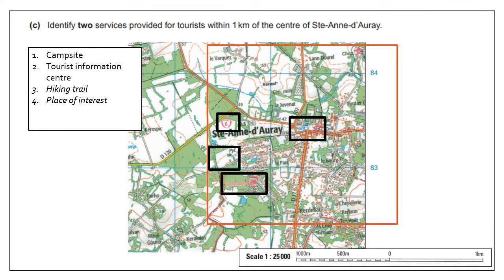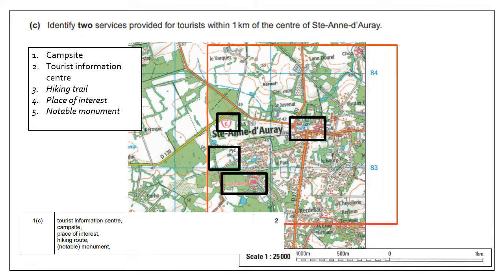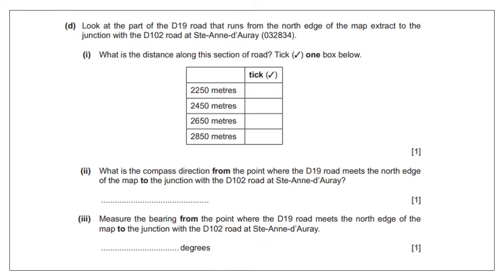So again, it's just taking your time to think, right, what could attract people to visit this area? Can I find that on the map? So you're using the key and you're matching it up. And then again, you could have a notable monument or something like that. In my answer, I'll just put them down, and if we check the mark scheme, there we go.